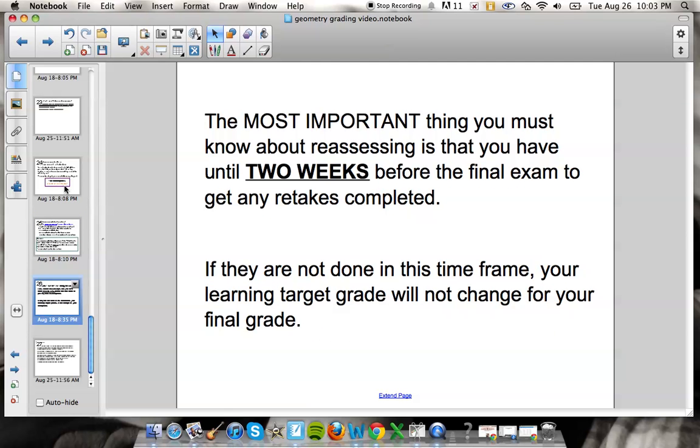The most important thing that you must remember about reassessment is that if you are not happy with your grade, you need to get your retakes completed at least 2 weeks prior to the final exam. Anything after 2 weeks prior to the final exam will not be accepted. If they are not done in this time frame, your learning target grade will not change for your final.